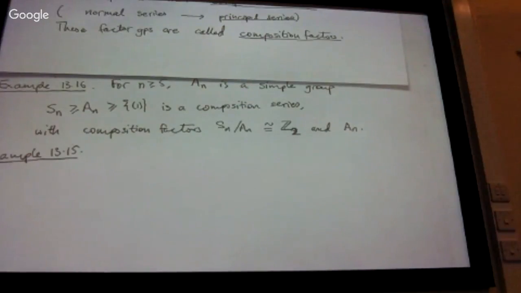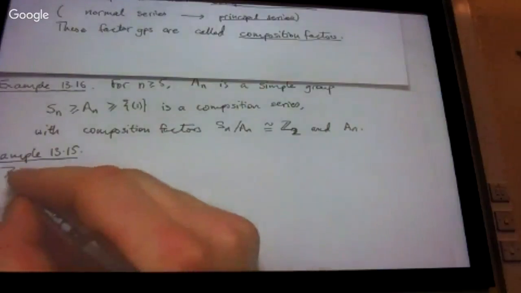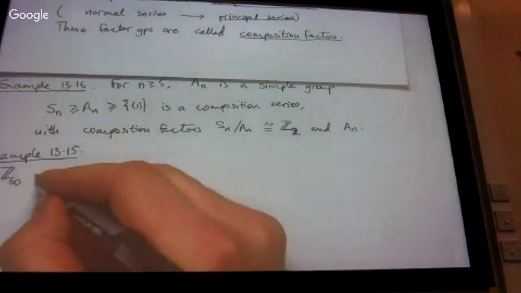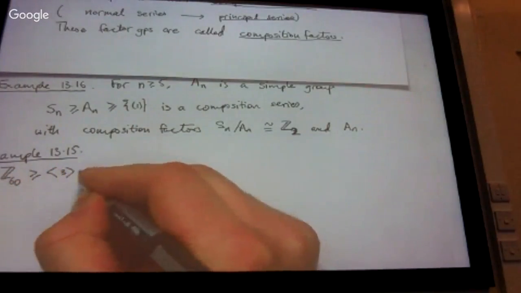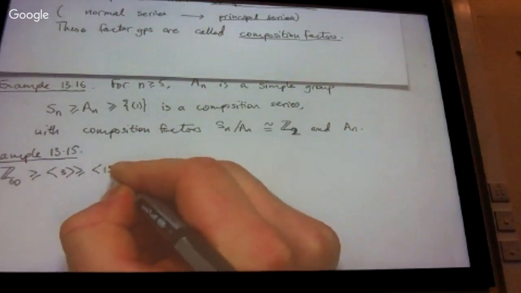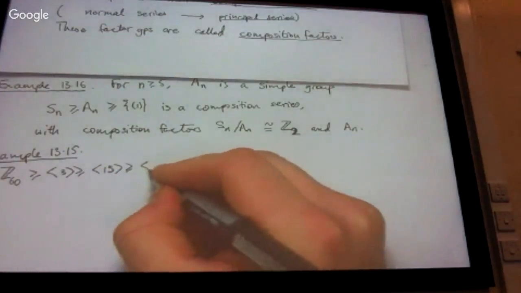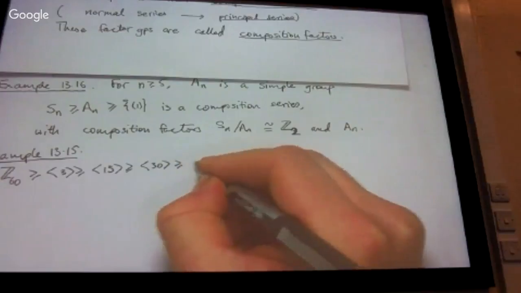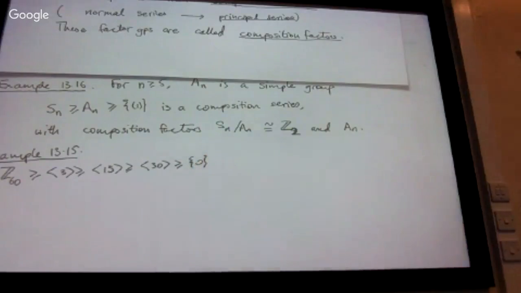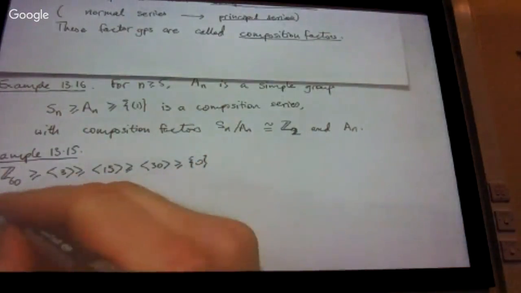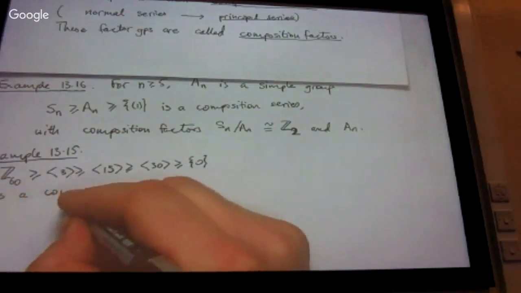So example 13-15 has Z60. All the multiples of 3, all the multiples of 15, all the multiples of 30, and all the multiples of 60, which is 0, is a composition series. This is kind of boring.